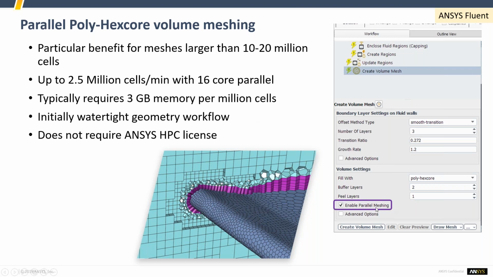This button here is only shown within this watertight geometry workflow, and this is to ensure the robustness of this. So you're not really supposed to use it anywhere other than within this workflow. One of the really nice things about this is that it does not use any ANSYS HPC licenses, so you do not need more HPC licenses to do this parallel meshing.